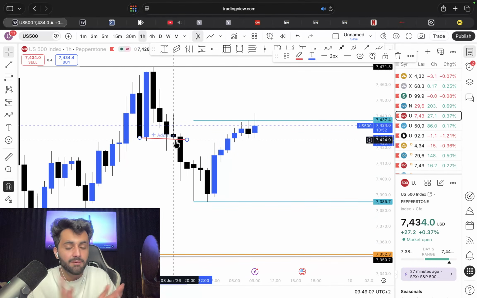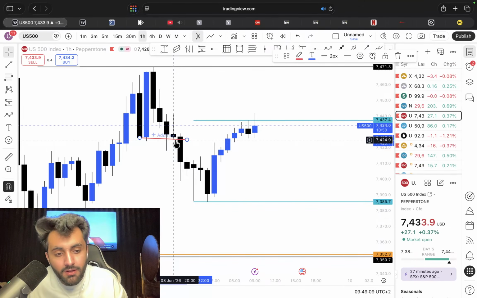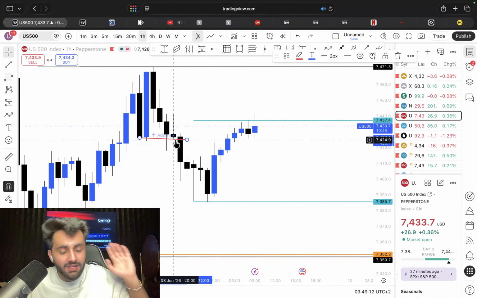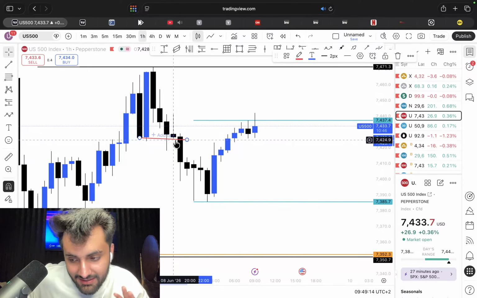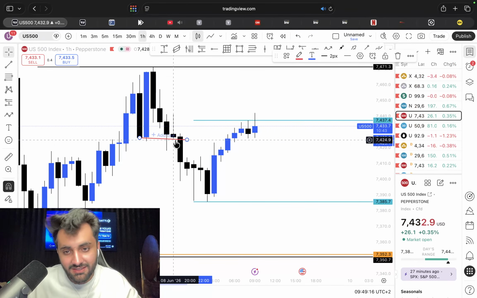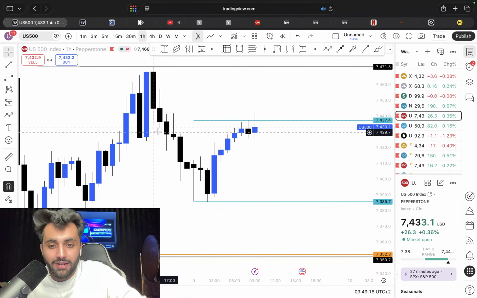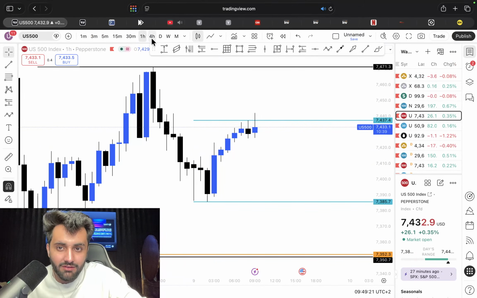If you guys are complete beginners, don't worry about it. If you guys know what SMT divergence is, if you guys know what trading is, then listen to it. Otherwise, don't confuse yourself. Let's just stick to gold. So anyways, that's a bullish SMT divergence.